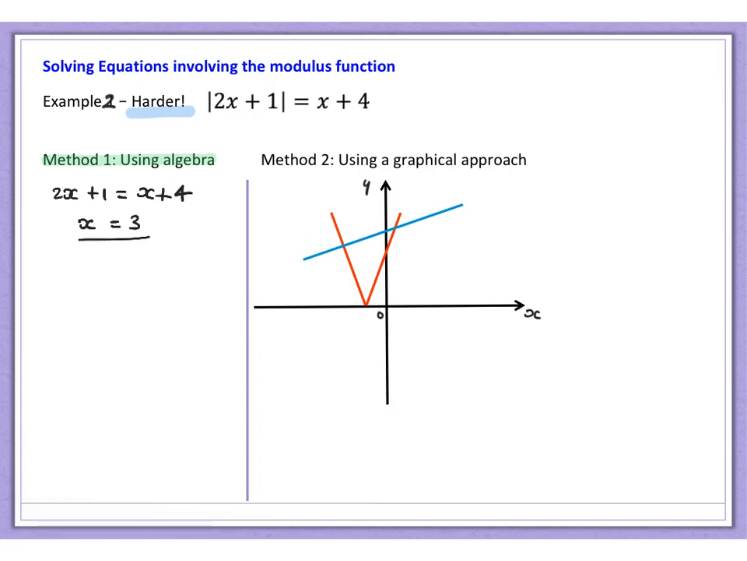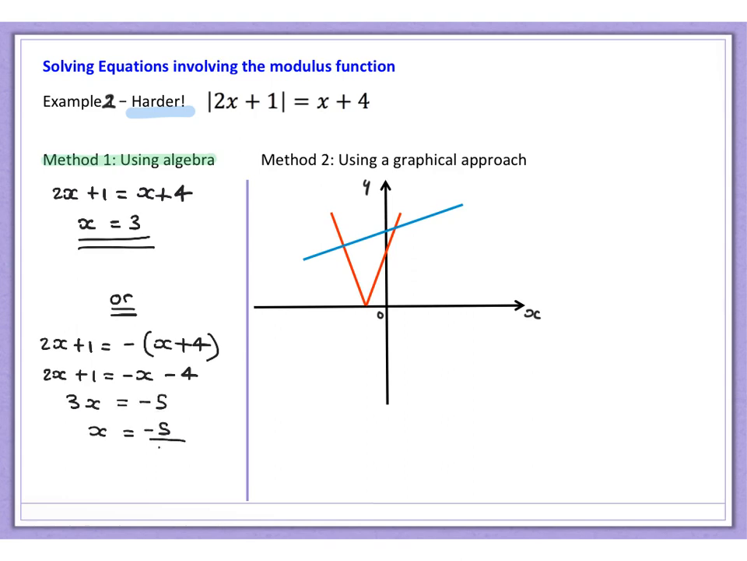we get x equals 3. Very quickly, very easily as one possible answer. Of course, the other option is that 2x plus 1 is equal to the negative of x plus 4. Solving this equation, we then find that x is equal to negative 5/3. So we get two answers to the equation. Now let's explore exactly the same equation using a graphical approach.